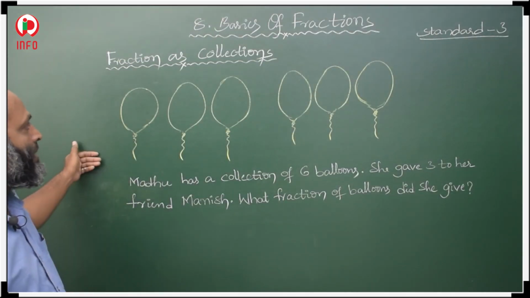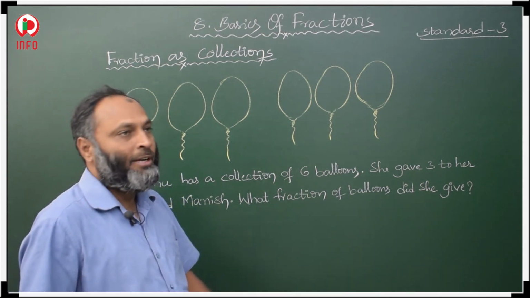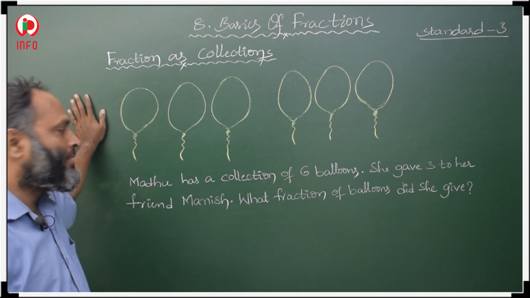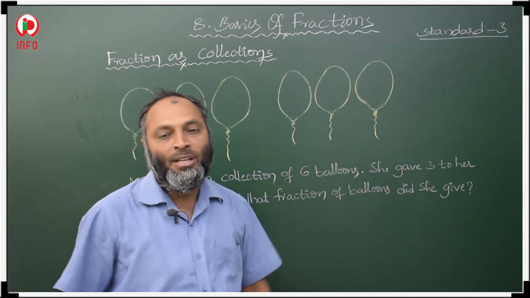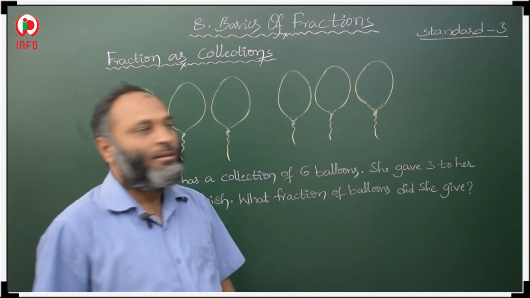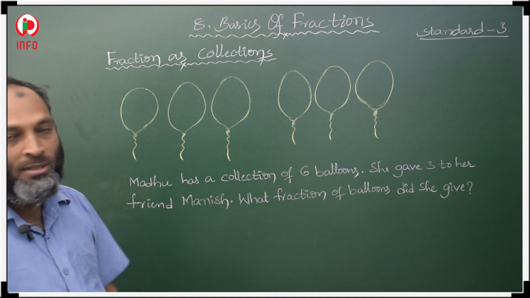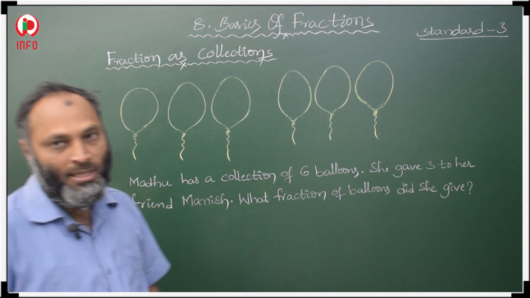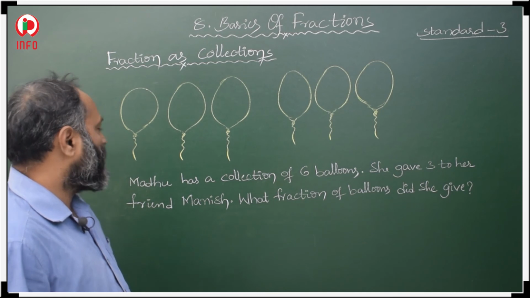Now the next, fractions as collections. So what does it mean? See here. In total there were some balloons. So 1, 2, 3, 4, 5, 6. Total 6 balloons were there. So here the given question: Madhu has a collection of 6 balloons. So how many balloons is she having? 6 balloons. In these 6 balloons, she gave 3 to her friend.